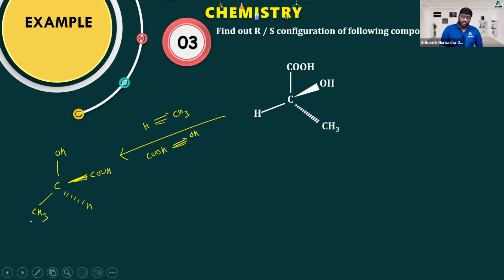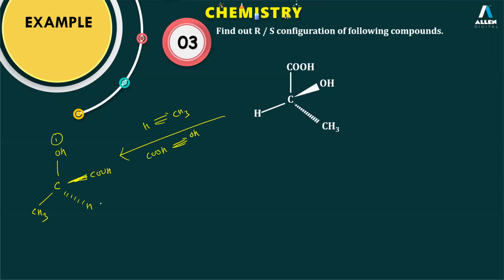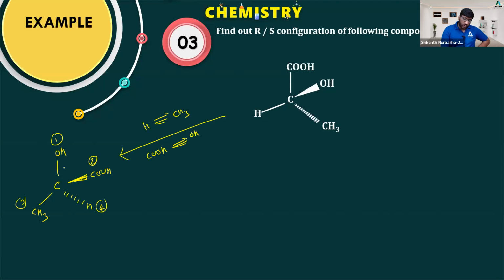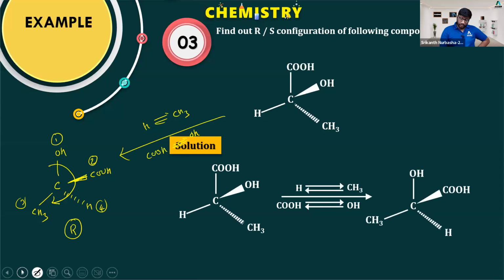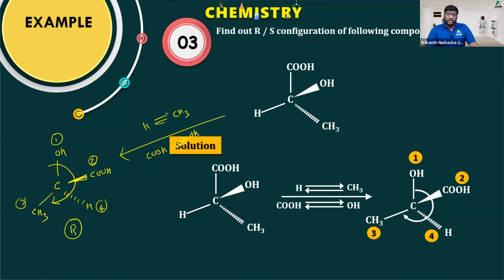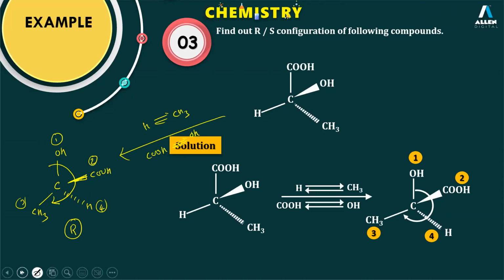Yes or no, students? Now try to assign the configuration. Which is the first priority? OH is the first priority. Second priority CHO. Third priority is methyl. 1 to 2, 2 to 3. How are you going? In the clockwise direction. Clockwise means R configuration. Everyone got it or not? How to assign the configuration for this set of molecules? Got it? Yes.